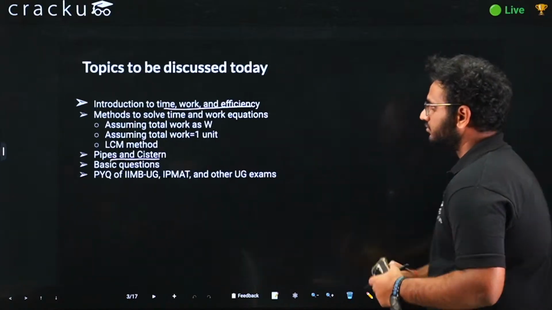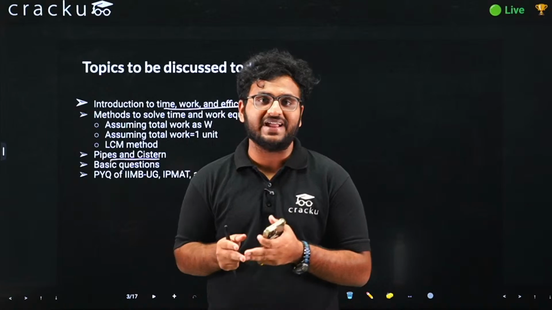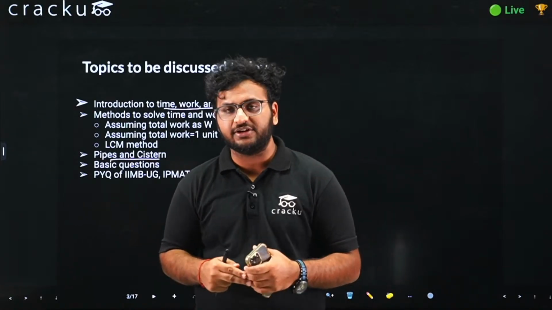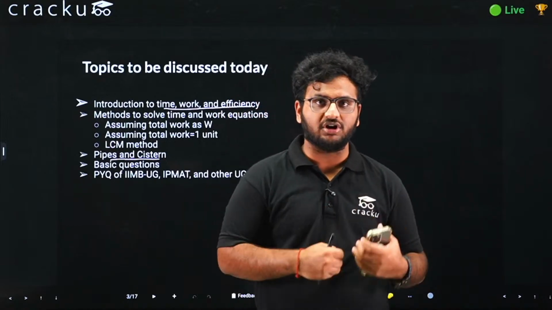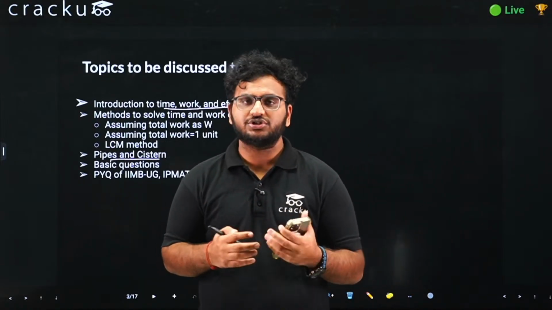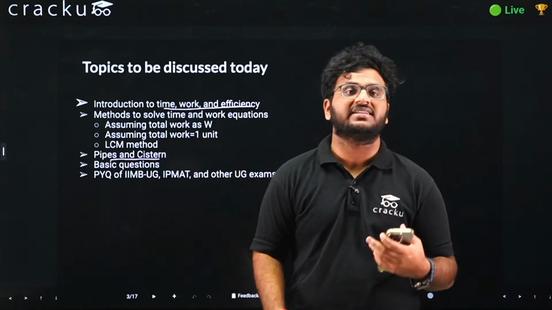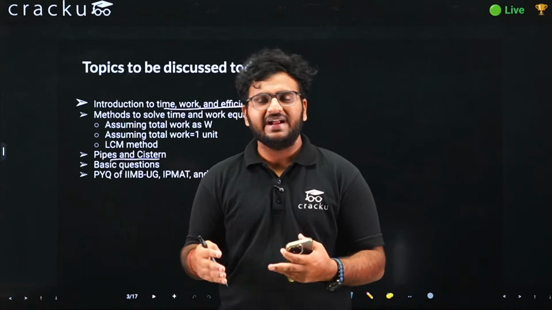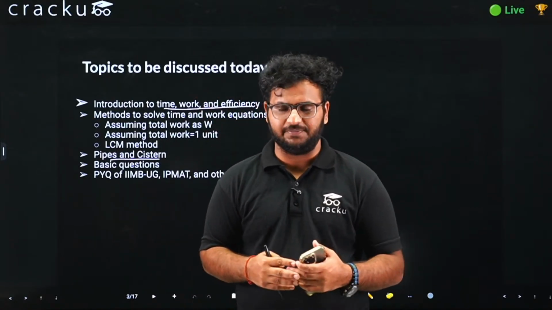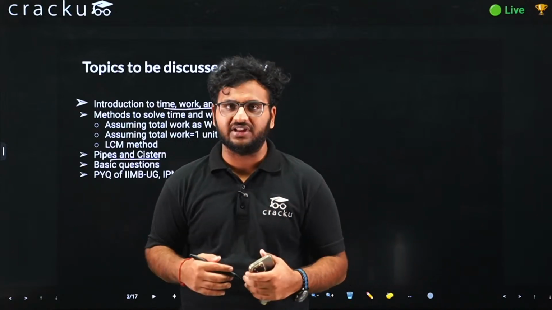Today I will be covering the introduction of time, work and efficiency, like what exactly are time, work and efficiency, and how are they related to each other. Then I will also cover the methods by which we solve the time, work and efficiency questions. Basically I will be showing three methods: if we assume work to be W, if we assume work to be 1, and if we take work to be the LCM. I will also show which is my favorite method and why I use it frequently.